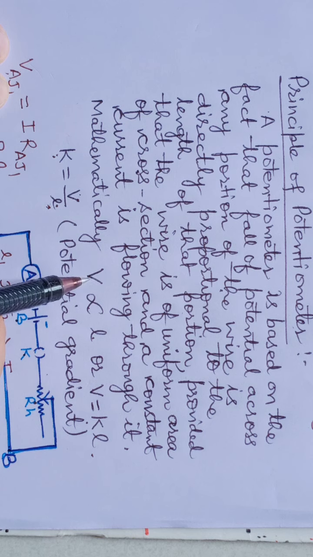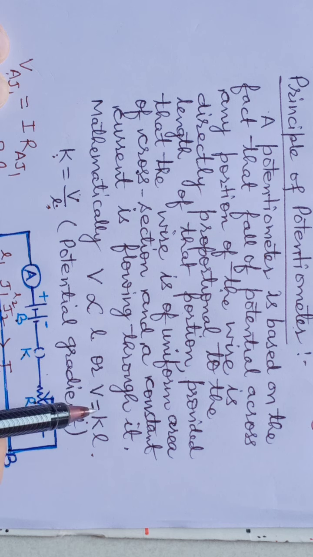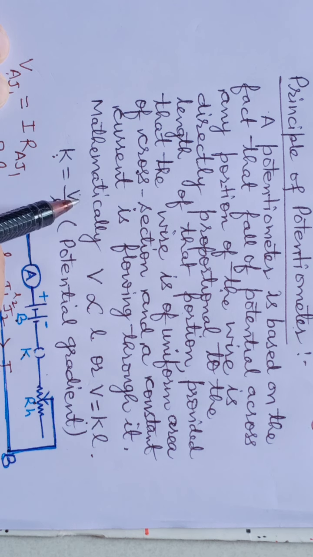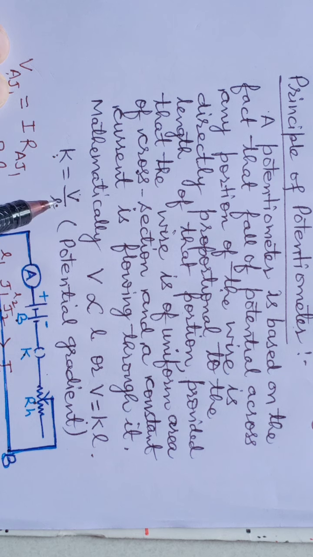Mathematically, this can be written as V is proportional to L or V is equal to K into L. Here K is a constant. Now if this constant is calculated, then it is V upon L. So let us take L is equal to 1 centimeter. So K is equal to V. This is called potential gradient. Potential gradient is fall of potential or potential drop on 1 centimeter of the potentiometer wire.